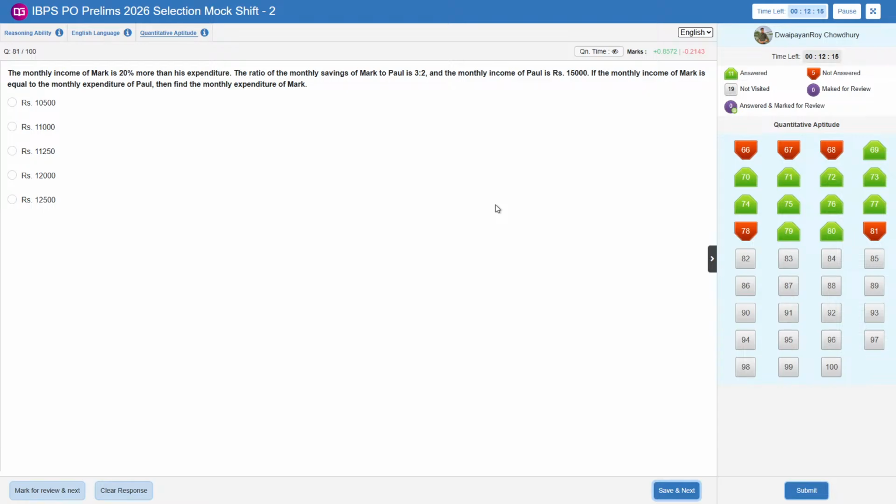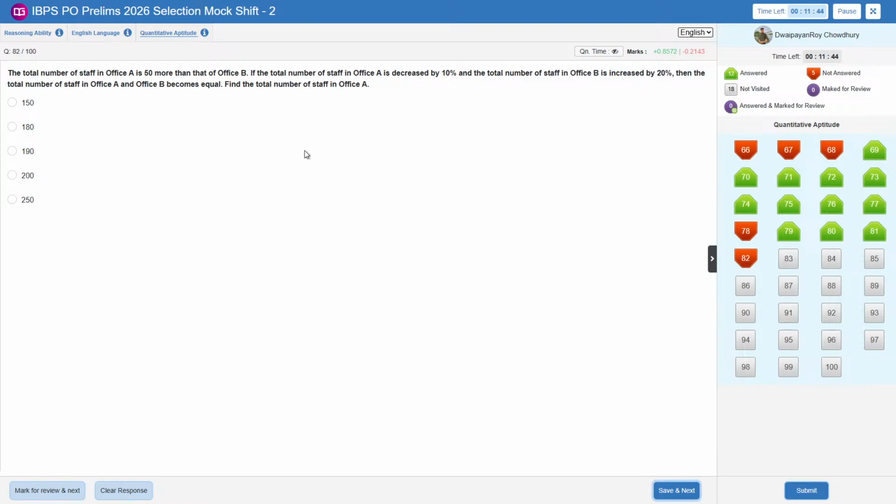So 20. So 15. So 7.5. So expenditure by Mark 7.5 into 5. So 15 into 7.5. So 105 plus 7.5. Okay, I'm not getting it. 105. So 1125, like that.